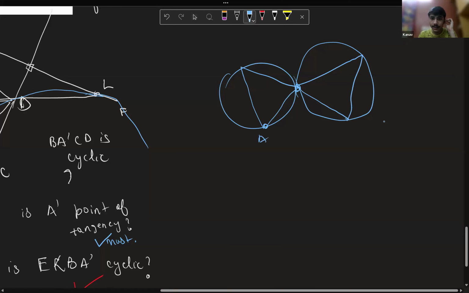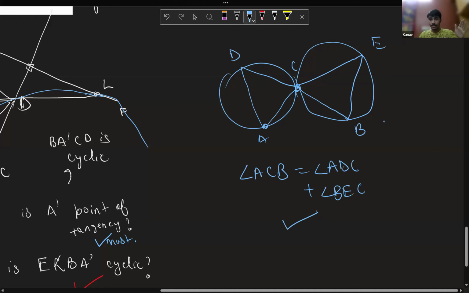So say this is point A. This is a different problem, don't confuse it with the previous thing. We have two circles that intersect at C. We want to show they are tangent at C. So if we can show that angle ACB is equal to angle ADC plus angle BEC, this is sufficient for two circles to be tangent.